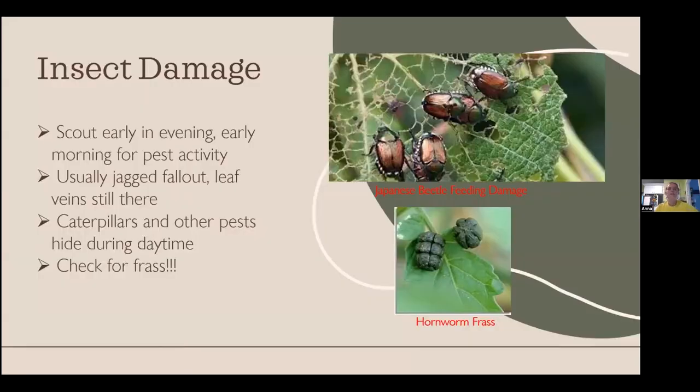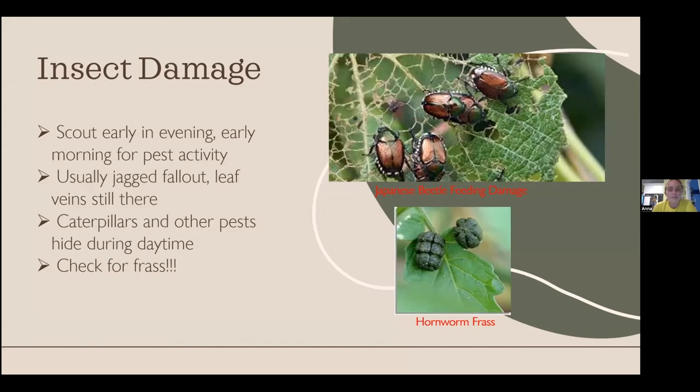So to dig into some of those, insect damage. It's a really good idea to scout plants that are getting damaged early in the evening or early in the morning for pest activity. A lot of these things feed nocturnally. It's a little safer for them to be out. They're less likely to get picked off by lizards and birds, things like that. You usually get kind of a jagged leaf fallout or the leaf veins are still there. They're eating the soft tissue between them.